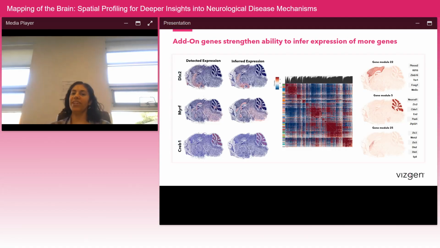One of the really cool things that having these add-ons enables us to do is expand our analysis capabilities beyond exactly what's in the panel. Because we have the same add-on panel in both transcription factor data sets, we can use those as essentially an anchor to combine the data sets and infer gene expression for genes that weren't necessarily present in the panel. On the left side, you can see that the detected expression and the inferred expression are nearly identical for all the genes that we looked at.